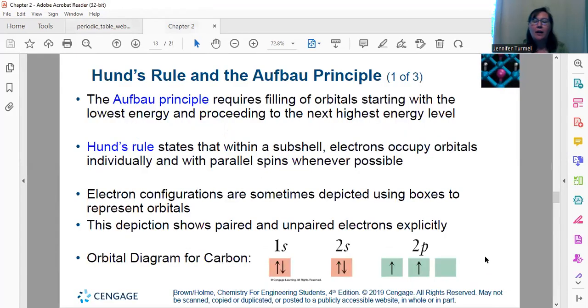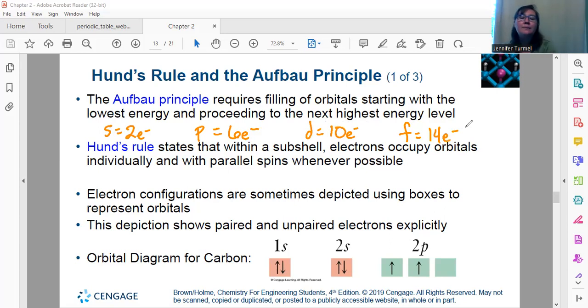So here we are on Hund's rule and the Aufbau principle. Let's take a look at what these are talking about. First of all, the Aufbau principle requires filling of orbitals starting with the lowest energy and proceeding to the next highest energy level. That's where we come in with 1s, 2s, 2p. In every s orbital we can have 2 electrons, in every p orbital 6 electrons, in every d orbital up to 10 electrons, and in every f orbital up to 14 electrons. You can look at the periodic table and see how that works.